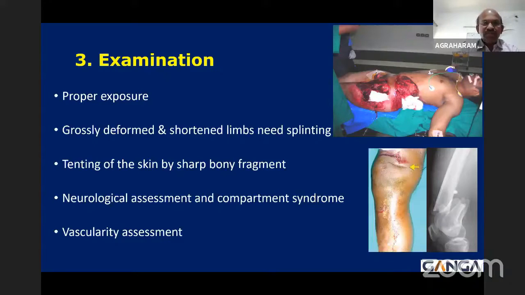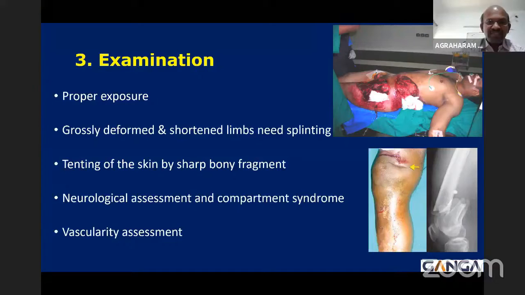The whole limb and the whole body have to be exposed, and we look for any other injuries apart from the limb. Many times there might be missed injuries in other parts of the body, like the chest, abdomen, and pelvic region. And we need to look for any sharp tenting bone projecting through the skin or about to break the skin. If there is any grossly deformed limb, we can slowly, gradually correct it and keep it in normal alignment.